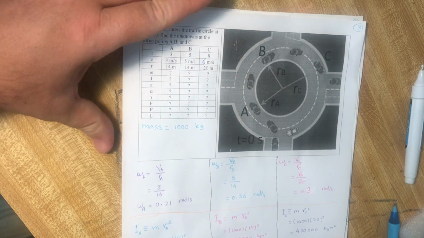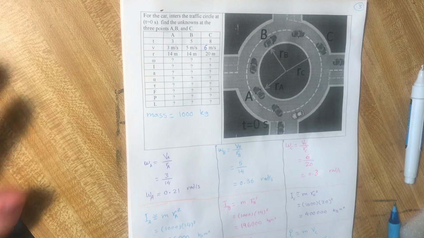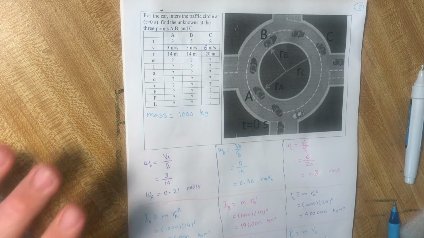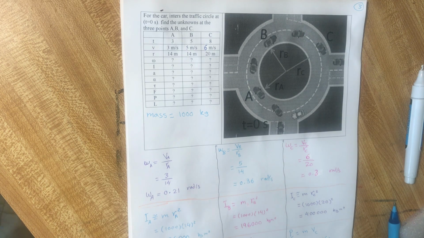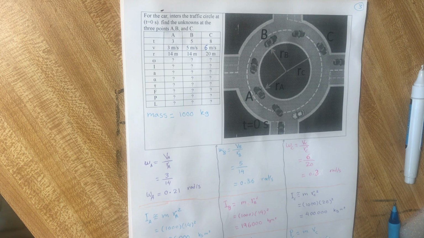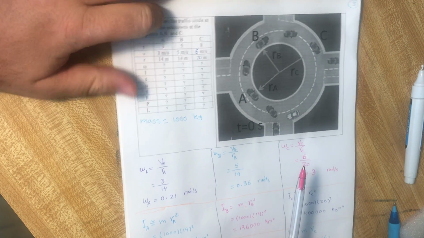Now we have another example. This is a comprehensive example. It is long, but it is easy when we divide it into pieces. We have a car going through a traffic circle, okay?